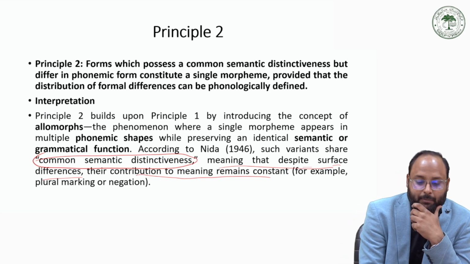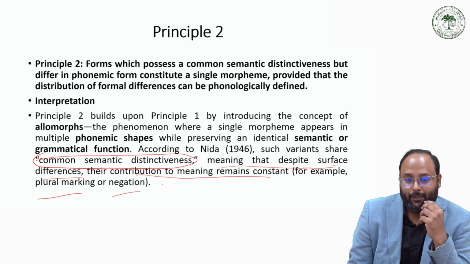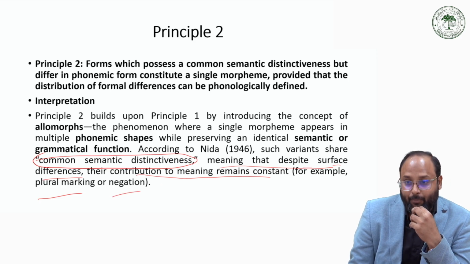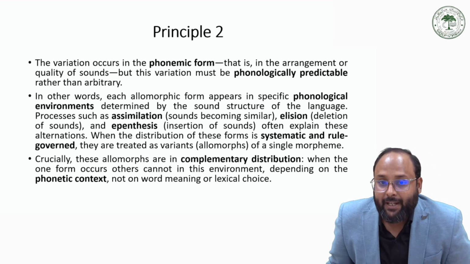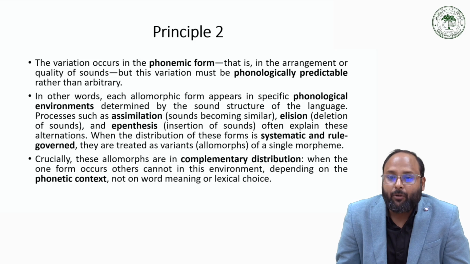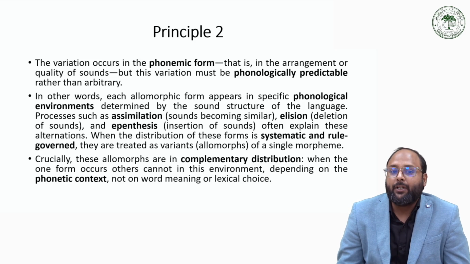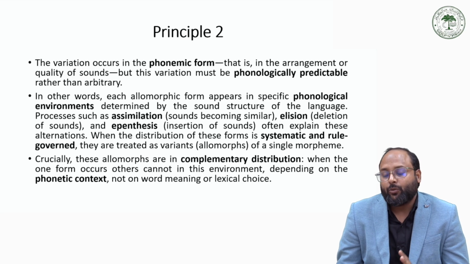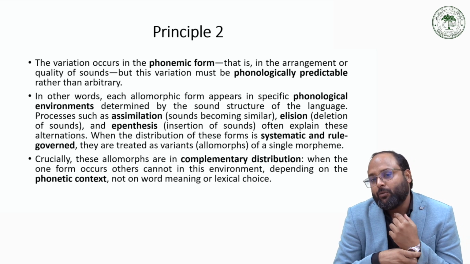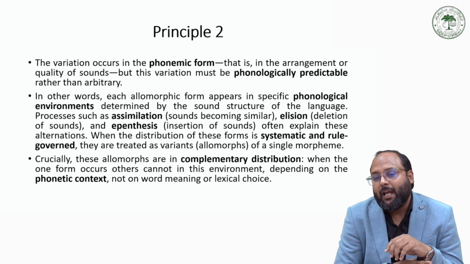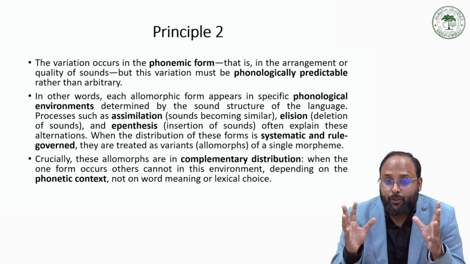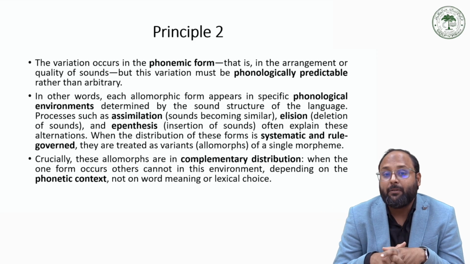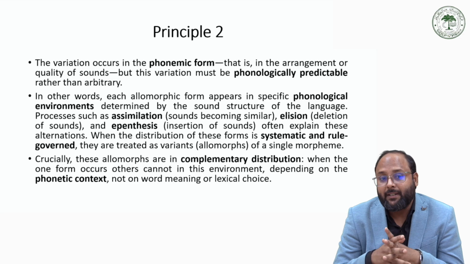So, for example, we have plural marking and negation. They have different forms, but the meaning should be the same. The variant occurs in phonemic form, that is the arrangement or quality of sound, but this variant must be phonologically predictable rather than arbitrary. So in principle 2, when we have a change in the form and that change is phonologically defined, it is phonologically predictable, meaning it is not random. The change is not random in principle 2. The change is phonologically defined.